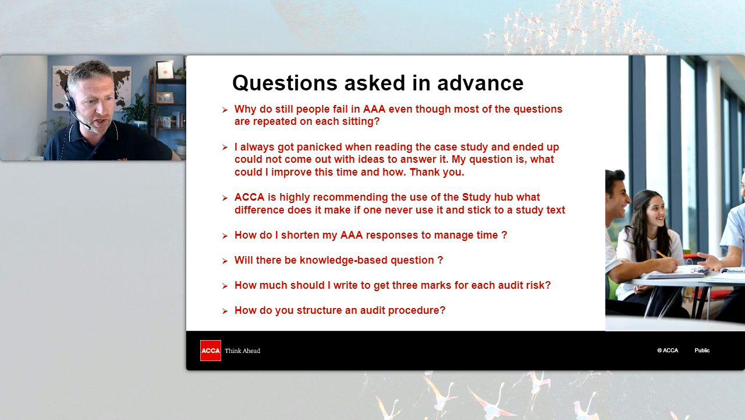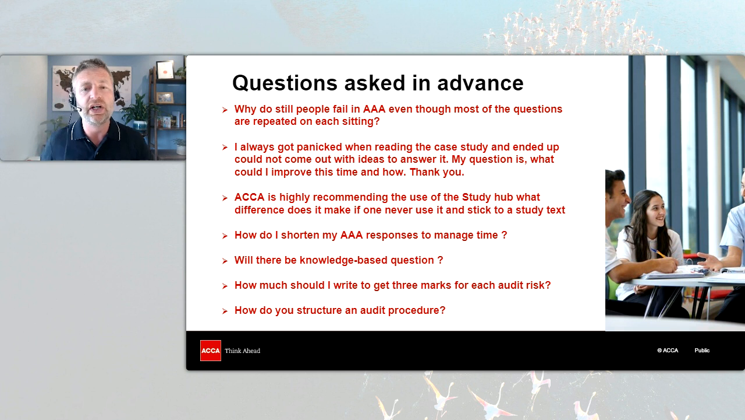The fifth question on here, will there be a knowledge-based question? There might be. This is something that happened in the last exam sitting. There was a knowledge-based question on quality and quality assurance. There might be. If there is a knowledge-based question, it will probably be based on one of the recent technical articles. So make sure you read the technical articles.